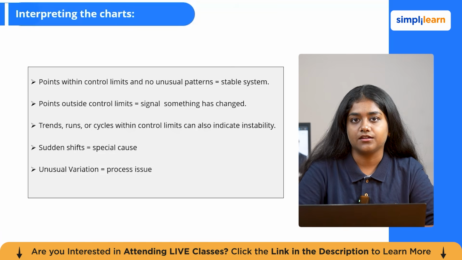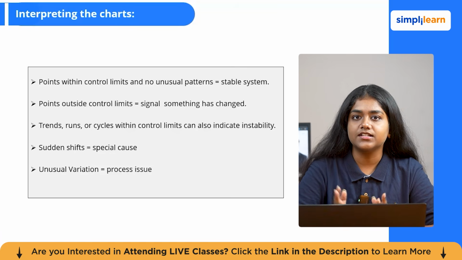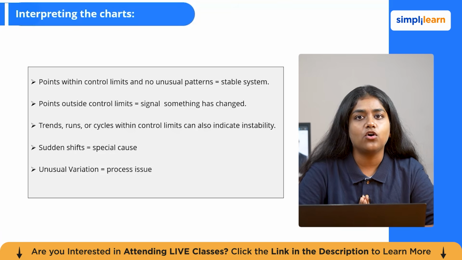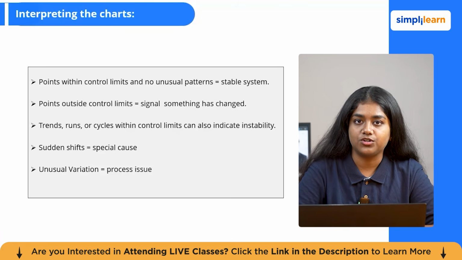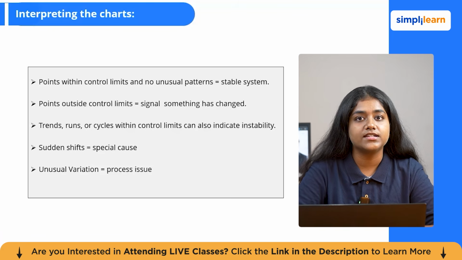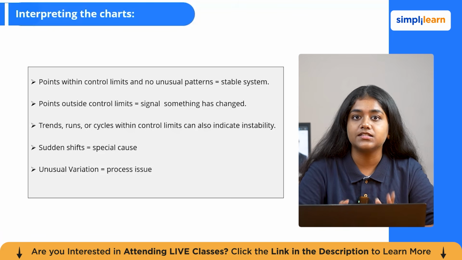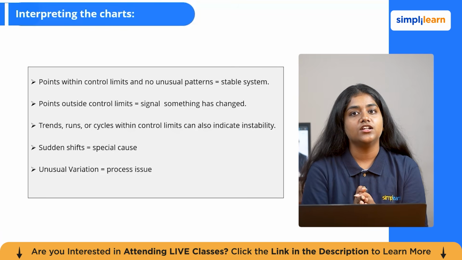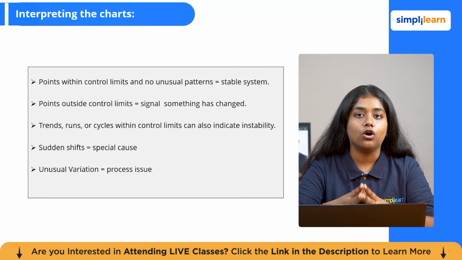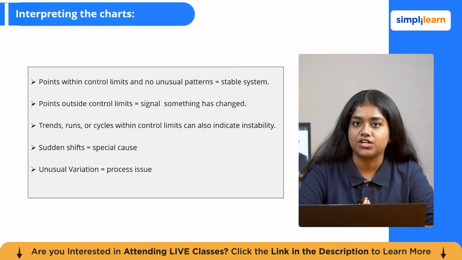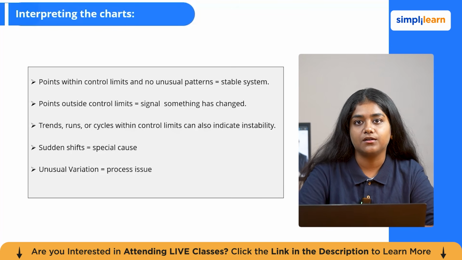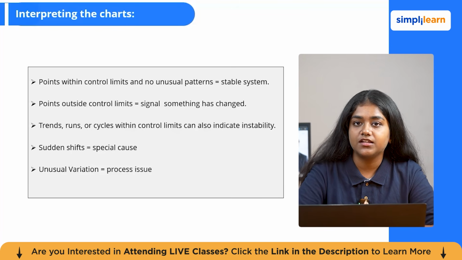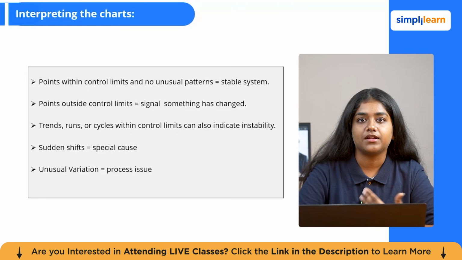This should be investigated. Next, trends, runs, or cycles can show instability. Even if all the points are inside the control limits, patterns can still indicate a problem, a steady upward or downward trend. A long run on one side of the center line or repeating cycles may mean the process is changing. A sudden shift has a special cause. A sudden jump or drop in the data often means something specific has changed, such as a new operator, machine adjustment, material change, tool wear, or environmental condition.